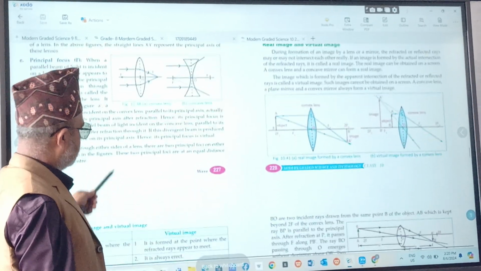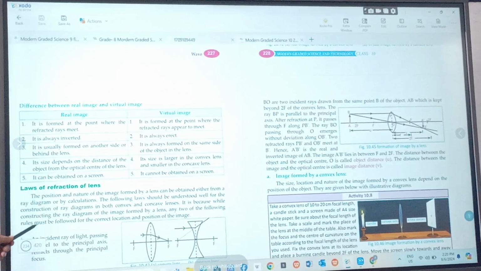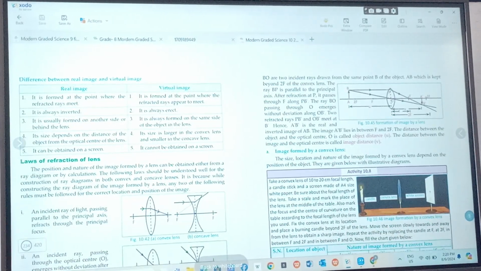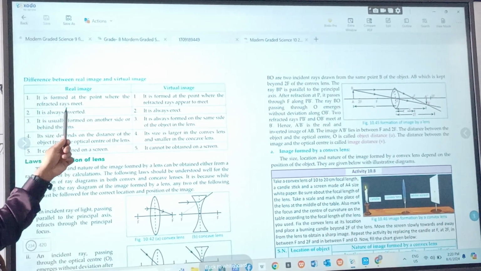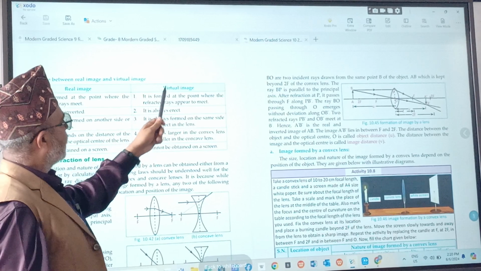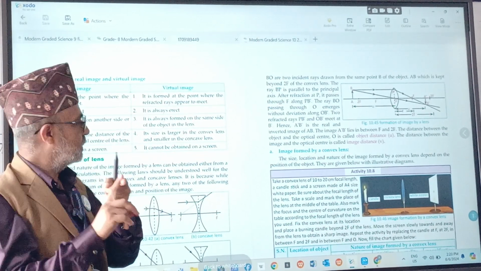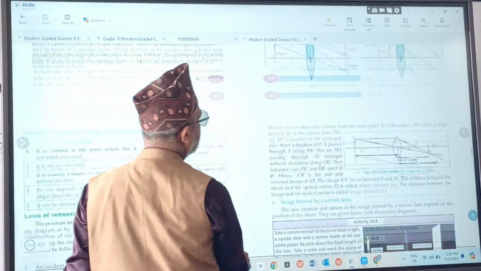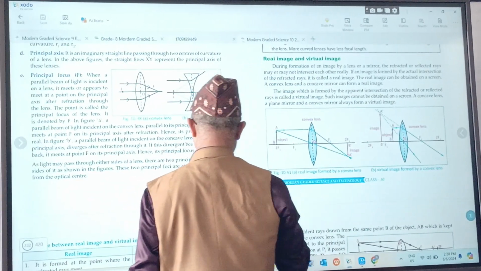Real image and virtual image, so here are some differences. How many differences are given? 5. What is the first one? A real image is formed at the point where the refracted rays meet. A virtual image is formed at the point where refracted rays appear to meet. We have to produce them and they meet. Here they are meeting directly, but here they only appear to meet.